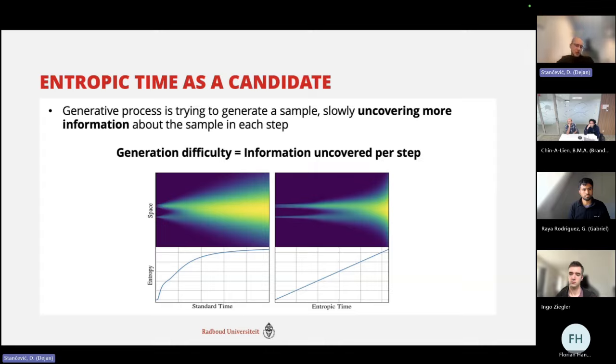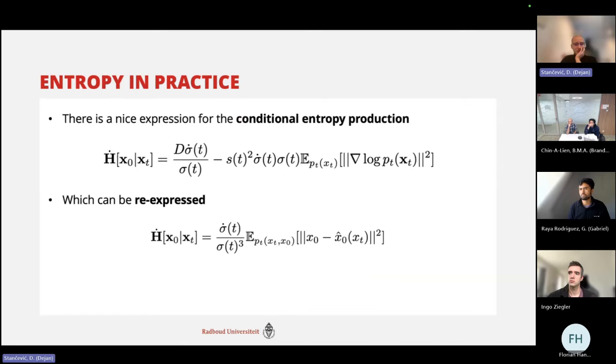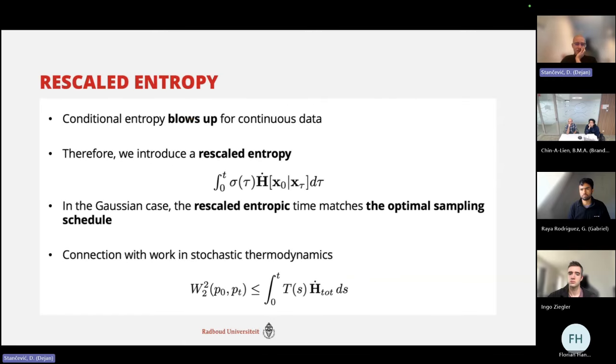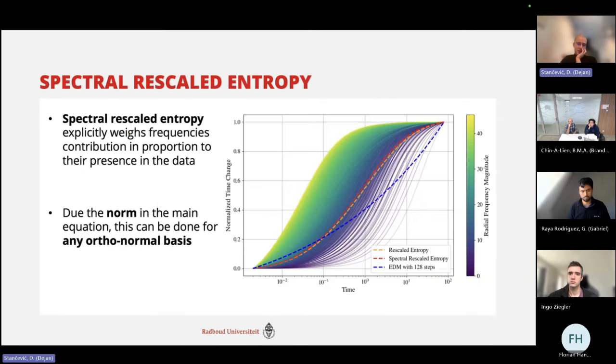I cannot really comment more about it because I haven't looked into it, but I guess it should be different. But why would they be different? Because you have different frequencies present in different classes, right? At different magnitudes. So entropy production is then naturally different because of that.